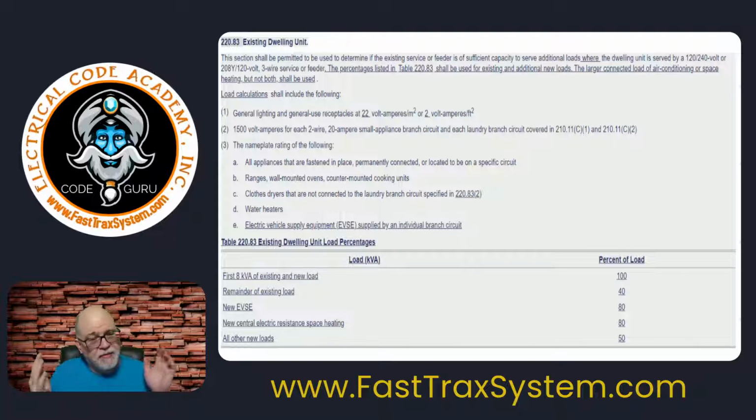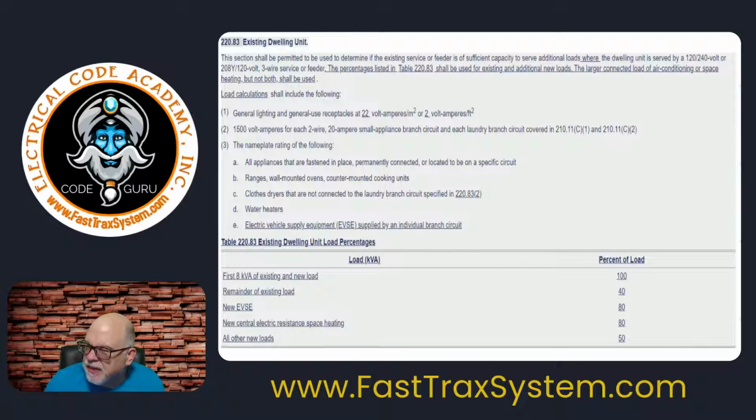So far, everything looks pretty much the same, except we dropped the 3 VA down to 2 VA, right? And then they added an E, and E says electric vehicle charging equipment supplied by an individual branch circuit. Okay, so you're going to go to that EV, and again, we're pulling what? We're pulling nameplates, right? Because again, you see up here in 3, it says nameplates for the following. Don't overcomplicate it, just pull the nameplate.